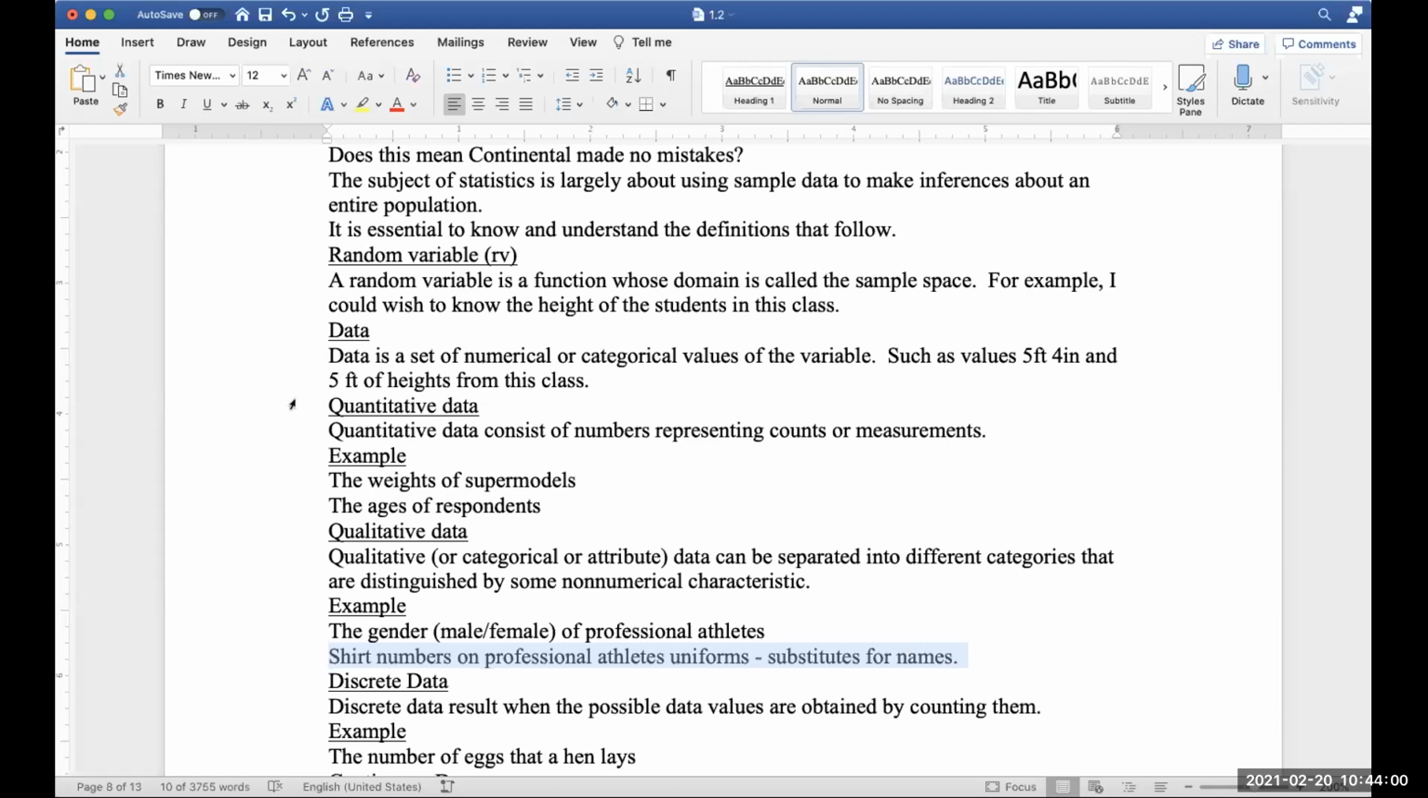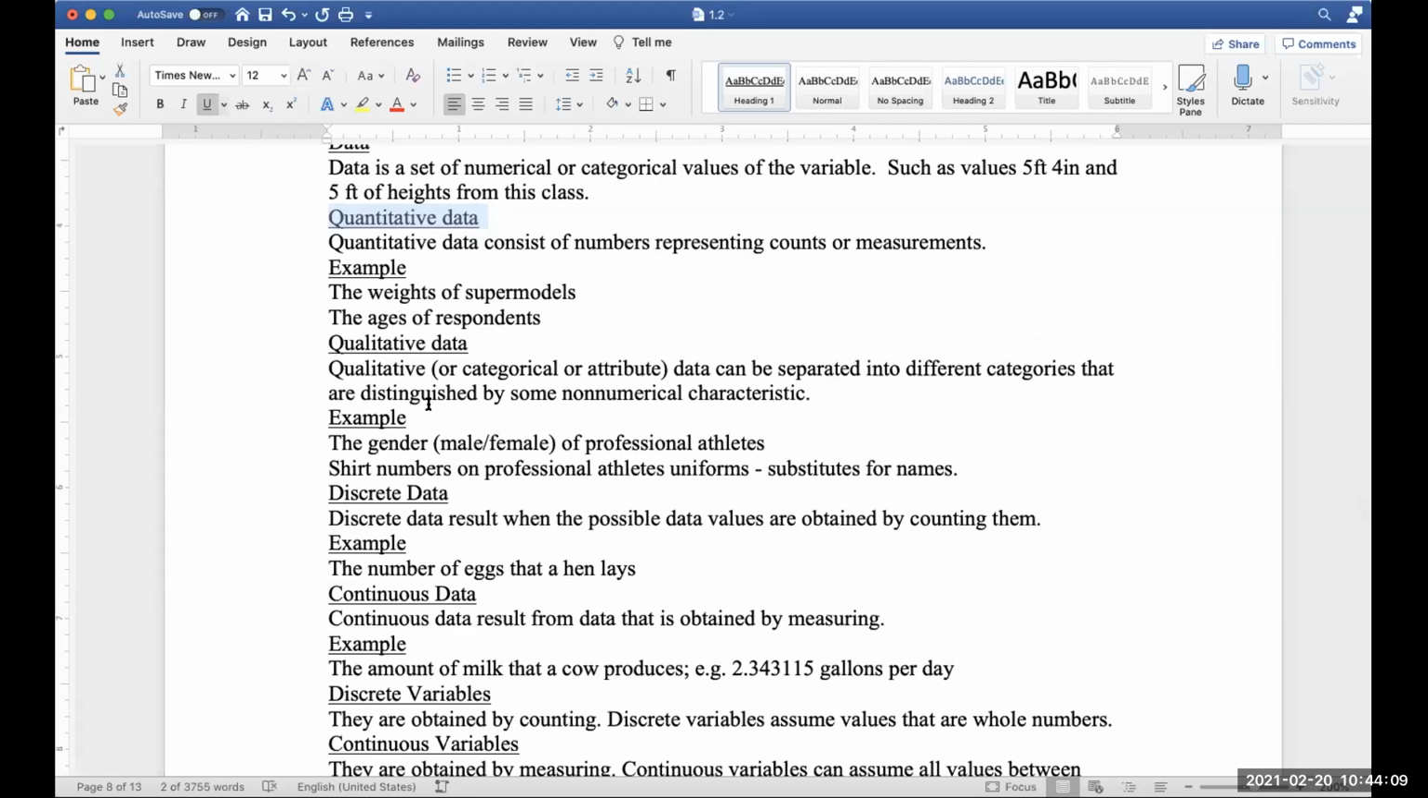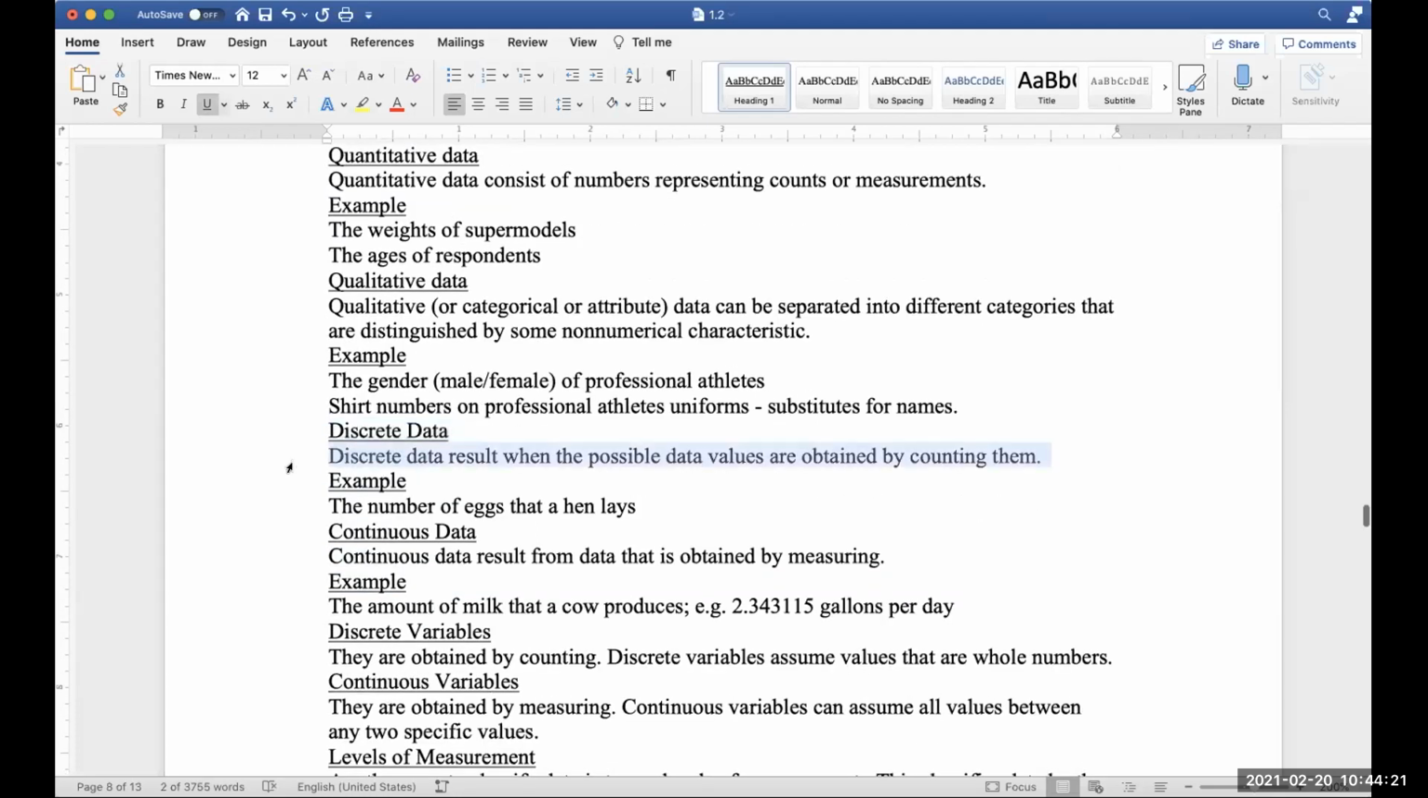Next, we can further subdivide quantitative numerical data into 2 different categories. So my numerical data, quantitative data, can either be discrete data or continuous data. And so discrete data is data that results from counting. And so if you obtain your result through a process of counting, then it is discrete data. So an example is the number of eggs that a hen lays.